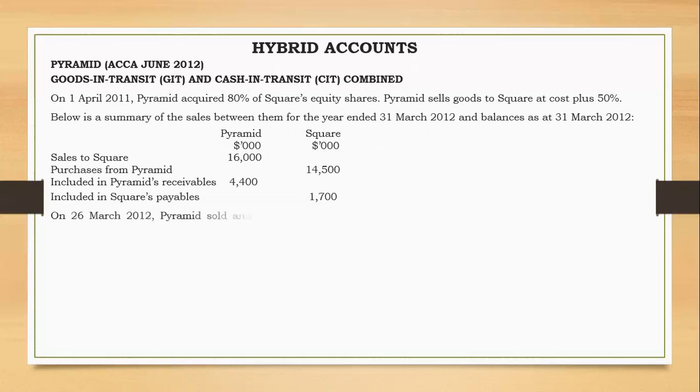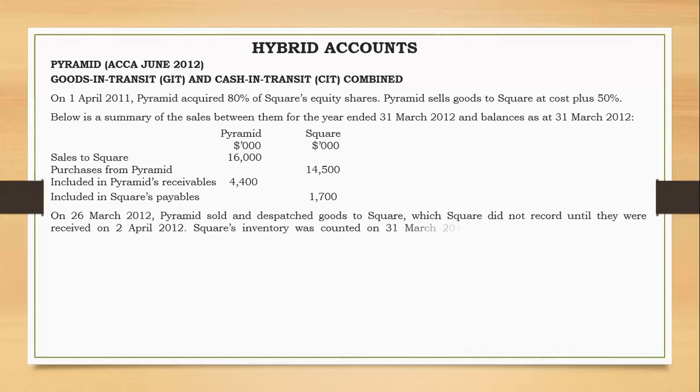All right. We are given further information that on 26th March 2012, Pyramid sold and dispatched goods to Square, which Square did not record until they were received on 2nd April 2012. Now you can see this. The year was ending 31st March 2012, but by the year end, the goods were not actually received by Square because they were received on 2nd April. This means that Square had not recorded these goods.